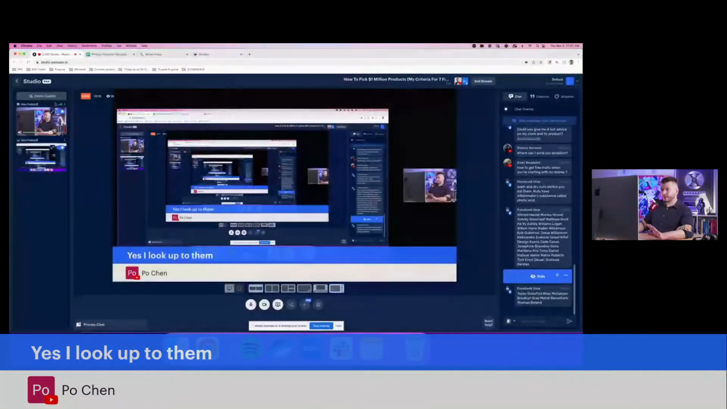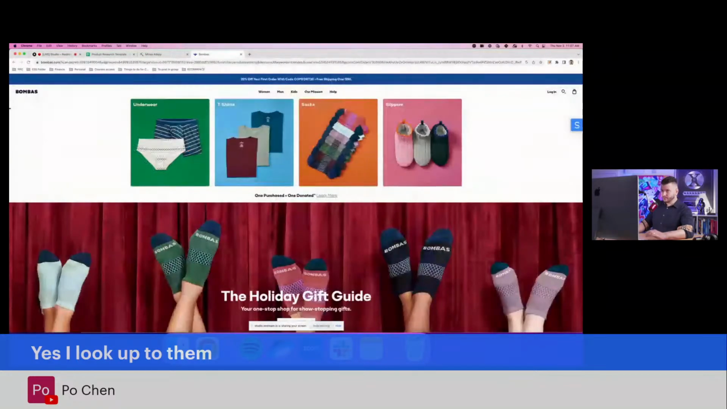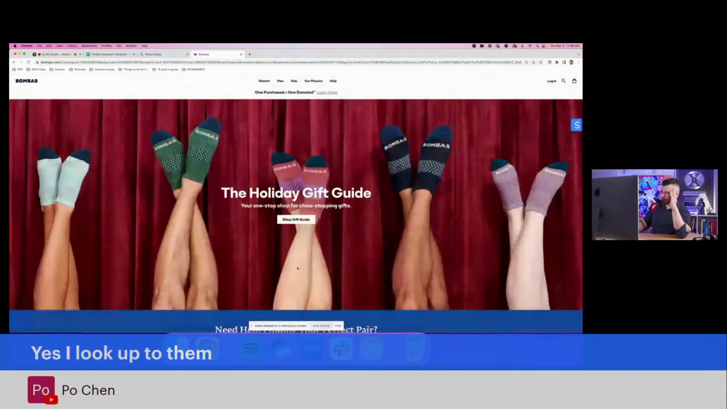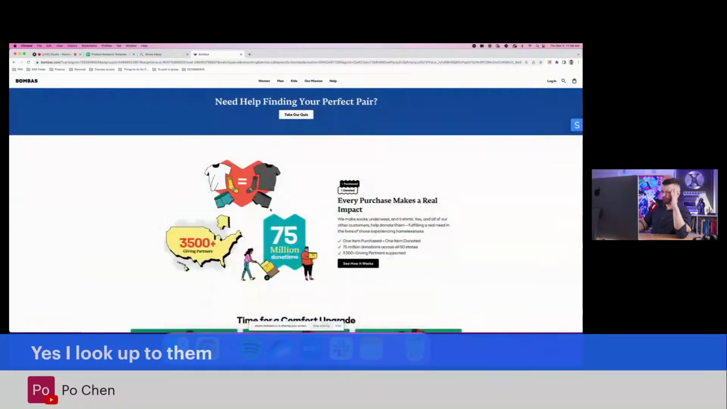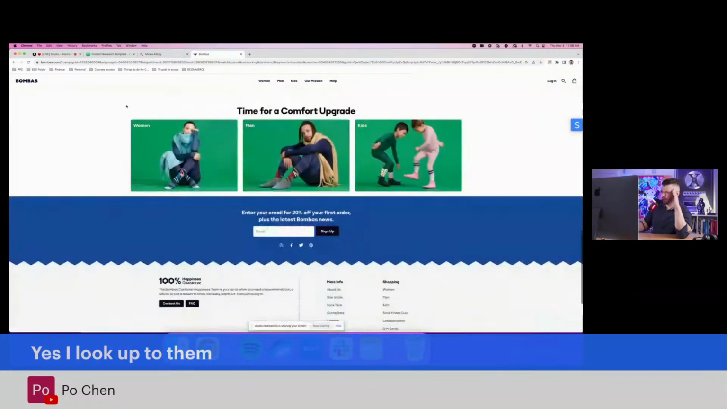So product research, guys. This is literally when we are going into specific markets, right? Let's say if I was selling socks, and I was like, okay, so this is one of my competitors. Obviously, they have very cool marketing.